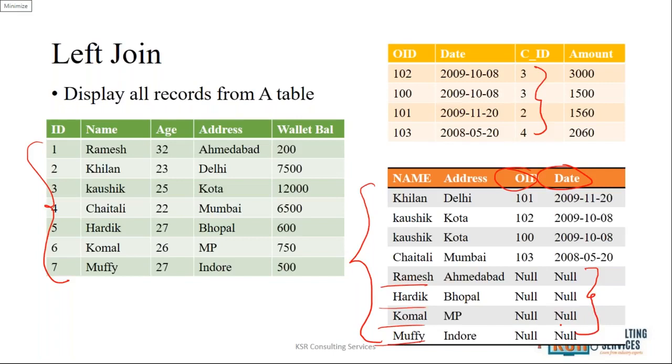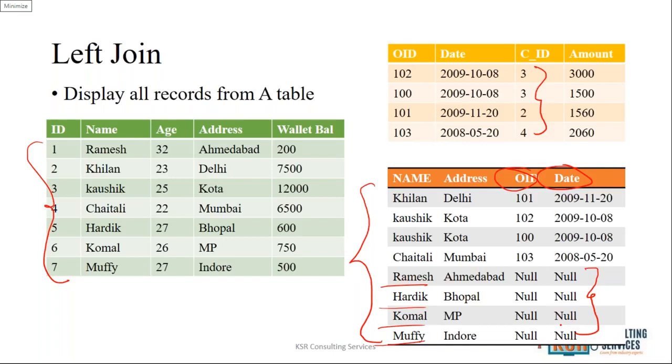Yesterday we have seen which cars were not registered with an owner. What did I do? Where owner equal to null. What I will do, the same query from the orange table, I will write select star from orange table where order ID equal to null. If I put this, I will get the answer like Ramesh, Hardik, Komal and Muffy. I'll get these four members and I will be able to tell, these are the customers who did not purchase anything.